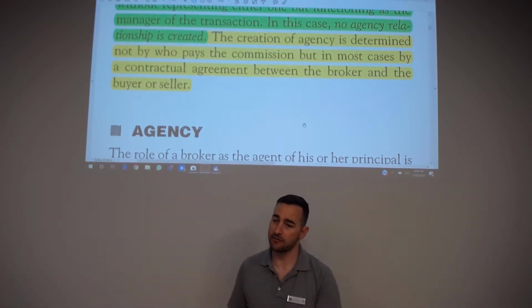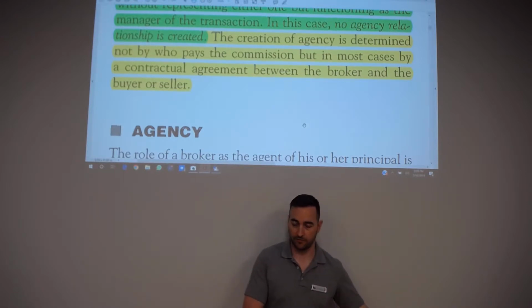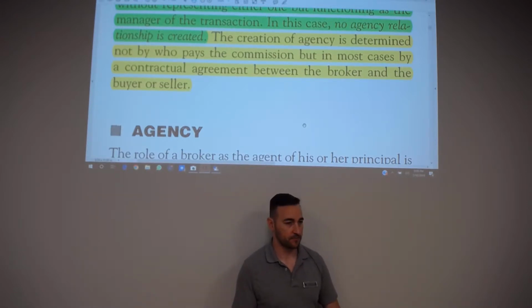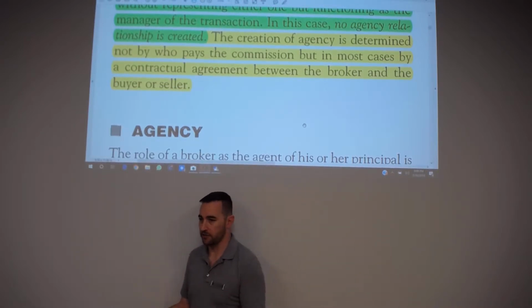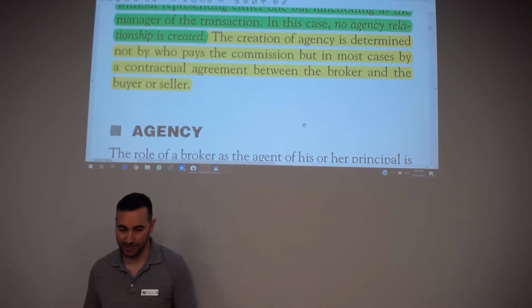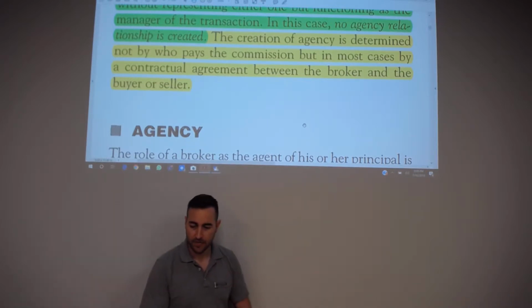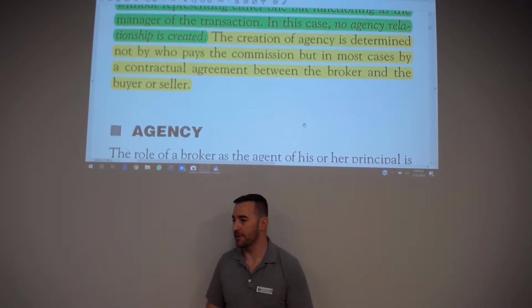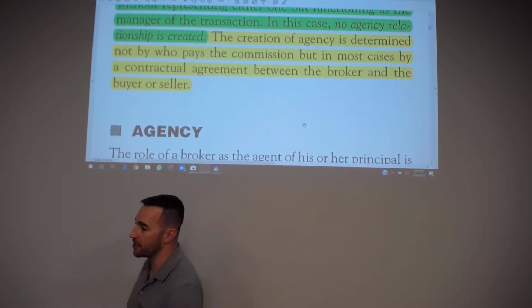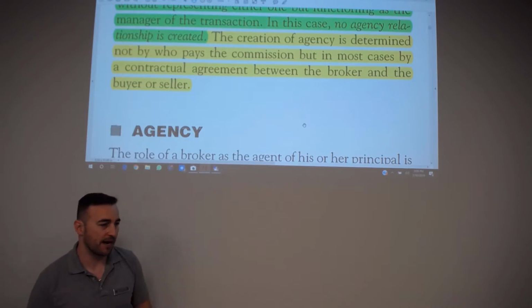So how do you get there? The same way as being a represented seller or represented buyer. It's just the options you give to your clients, or sorry, people you deal with, will differ based on who you're dealing with and what you expect from them. Now, creation of agency is determined not by who pays the commission, but in most cases by contractual agreement between the broker and the buyer or seller.